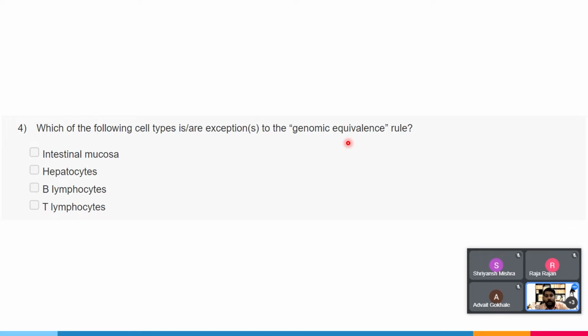the genomic material will be the same in all the cells, be it somatic or germline. But there are particular cell types which are exceptions, that is, they do not follow the genomic equivalence rule. They do not carry exactly the same genome as the other cells, and that is what the question is asking: which of these cells are exceptions to the genomic equivalence rule, that is, they do not carry the entire genomic information as the other cells in the body. So the options are intestinal mucosa, hepatocytes, B lymphocytes, and T lymphocytes. Does anyone want to try and answer which one of these does not follow the genomic equivalence rule?